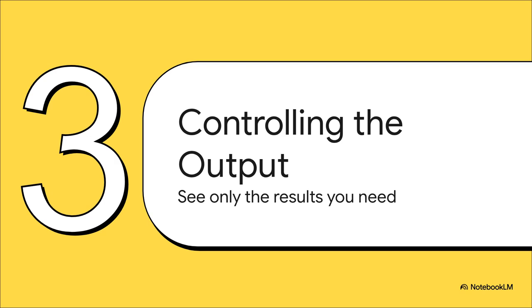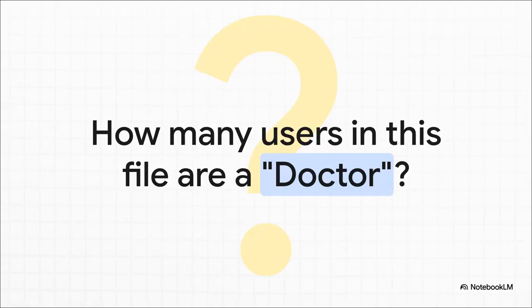So finding the right lines is one thing. But what about controlling how you see those results? Let's take a look at how grep lets you clean up the output so you only get the information you actually need. For instance, what if you don't really need to see every single matching line? What if you just want a number?